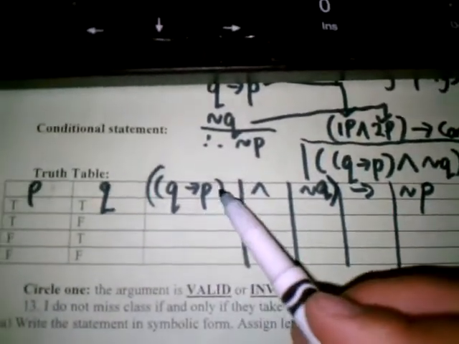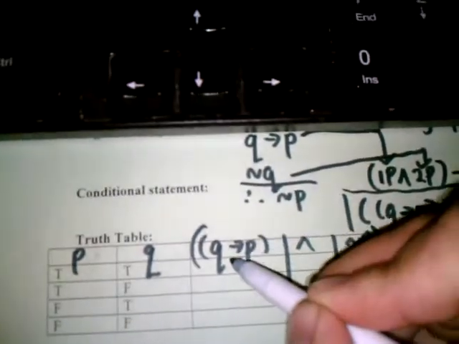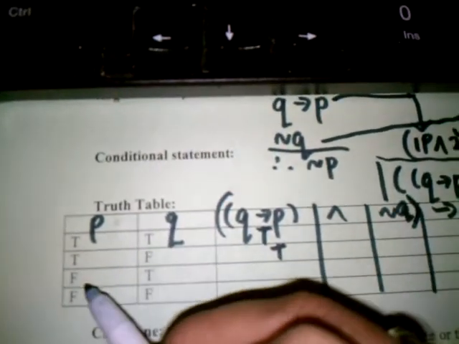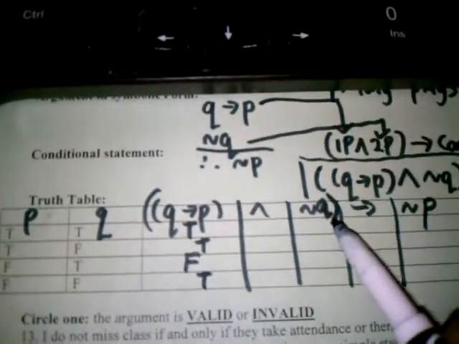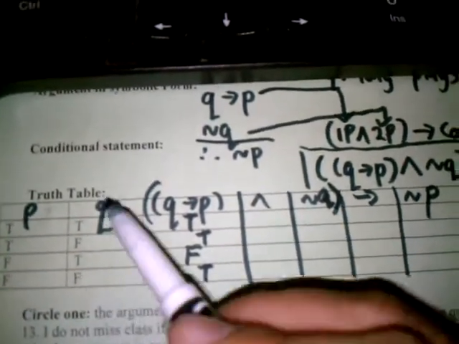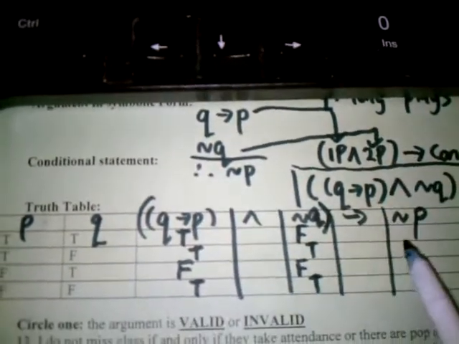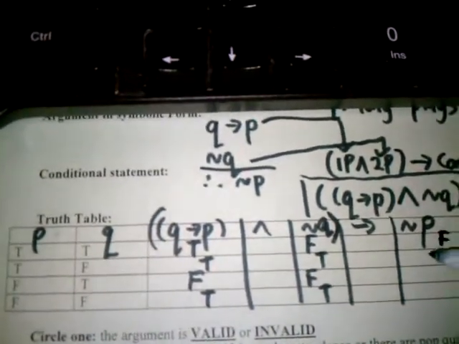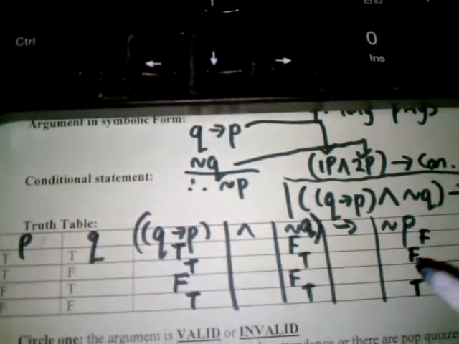So Q arrow P in this case is a conditional going backwards. True to true is true. False to true is still true. But true to false is false. False to false is true. So this is the conditional that goes Q to P. Now the negation Q is the negation of this column, so that will become false, true, false, true. The negation P is the negation of true, true, false, false, so we get false, false, true, true.